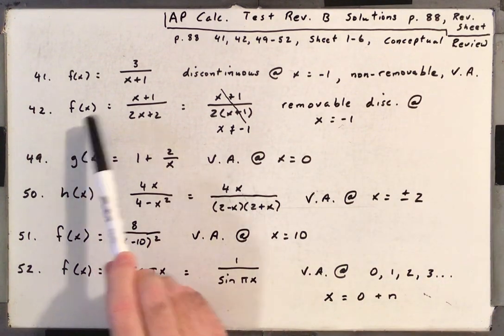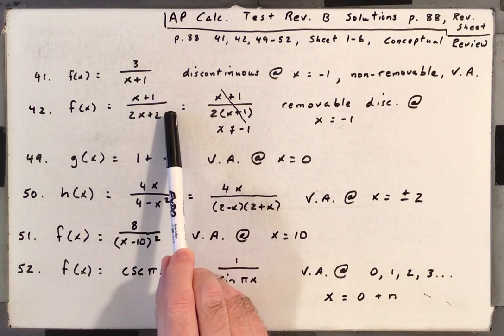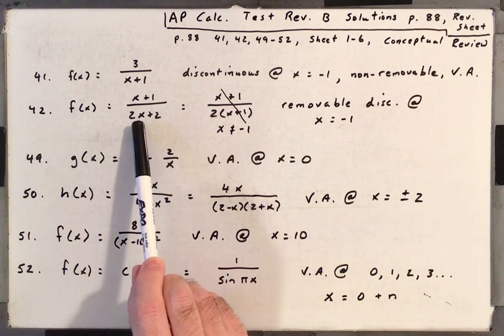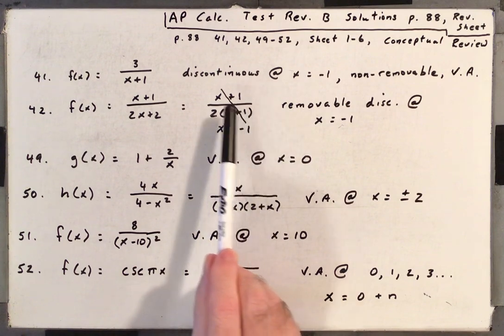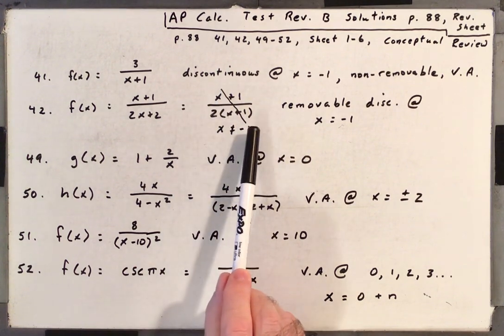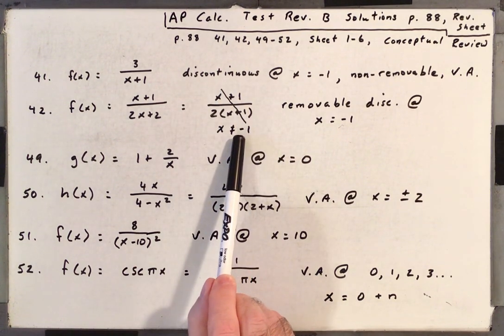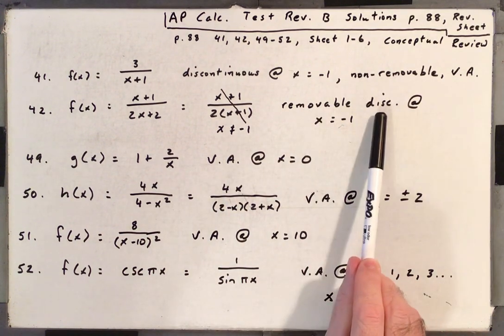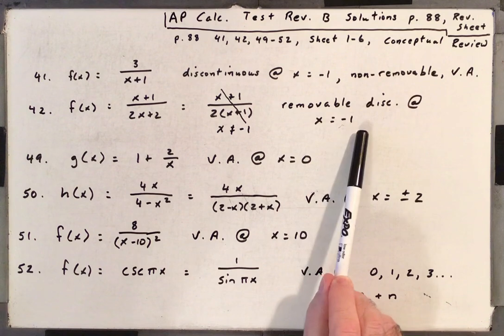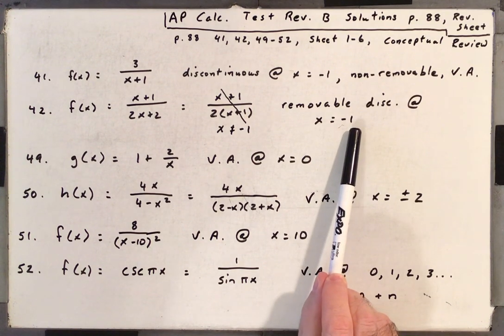Number 42, f of x equals x plus 1 over 2x plus 2. We could factor a 2 out of the denominator, and then we'd have 2 times x plus 1. We can cancel the x plus 1 over x plus 1 as long as x does not equal -1. So that means we have a removable discontinuity at x equals -1.